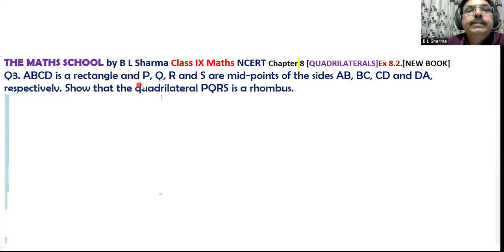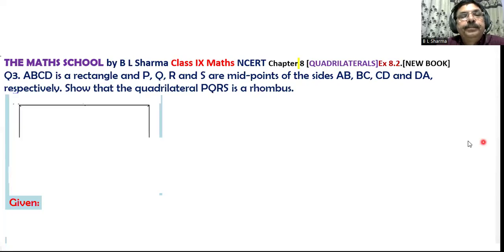ABCD is a rhombus. P, Q, R, and S are midpoints of sides AB, BC, CD, and DA respectively. Show that the quadrilateral formed by joining the points PQRS will be a rhombus. फिगर को विजुलाइज करते हैं. What is given? एक रेक्टेंगल है ABCD, सॉरी.